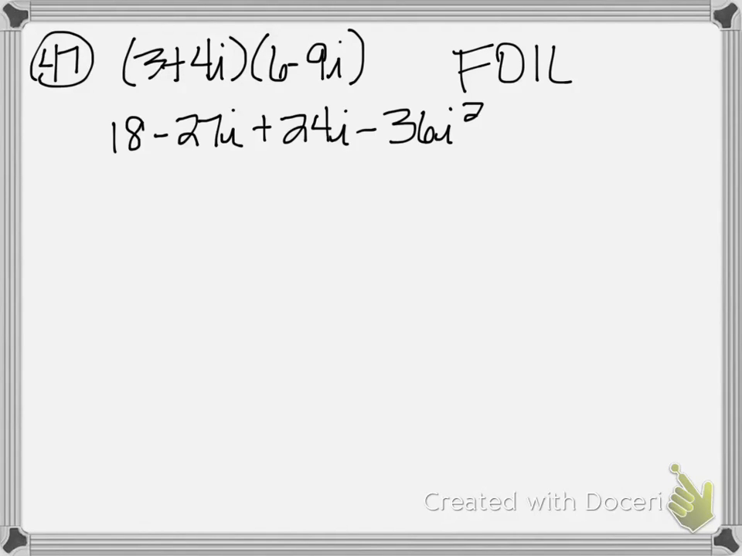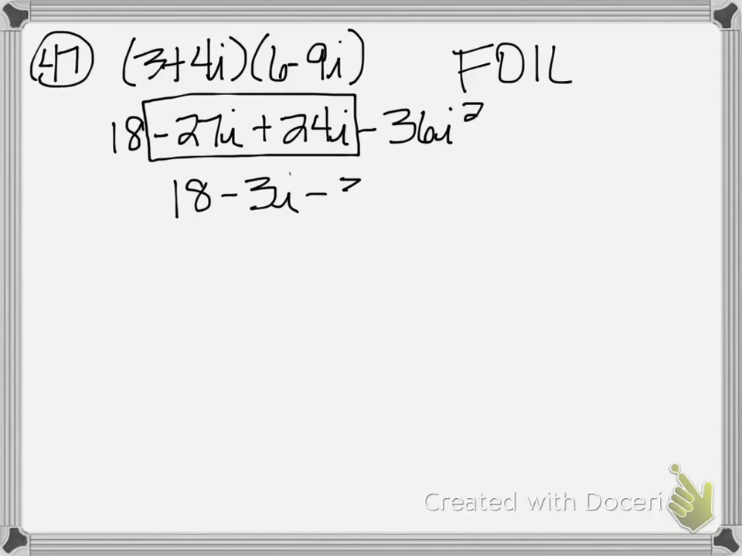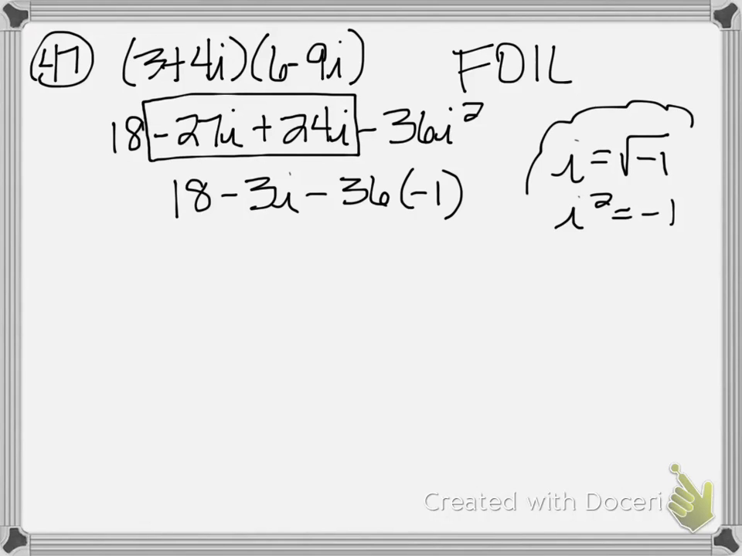So now when I go through and simplify everything, I have my 18, I have my two middle terms, which I can combine because they're like terms. And then whenever you see an i squared, we replace that with negative 1. i always equals the square root of negative 1, and when you square that, you get just plain old negative 1. So don't forget about that. Whenever you see i squared, replace it with negative 1.